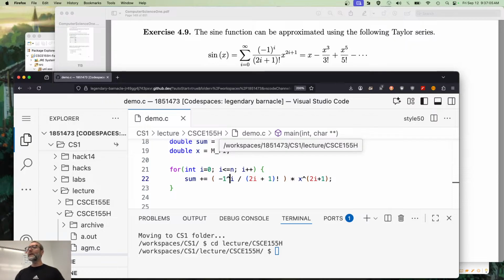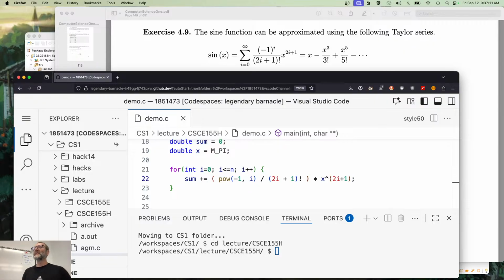So do I really need to use, say, math pow here to raise it to the power i? That seems like kind of a waste or an inefficient way of doing it, because it's always going to be either 1 or -1, 1 or -1, and it's going to oscillate. Right? It's going to alternate.